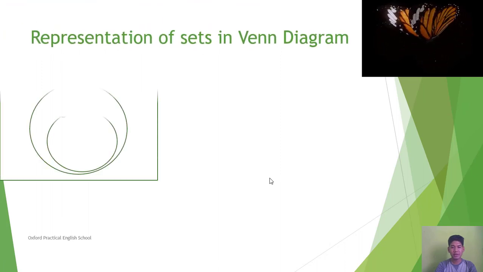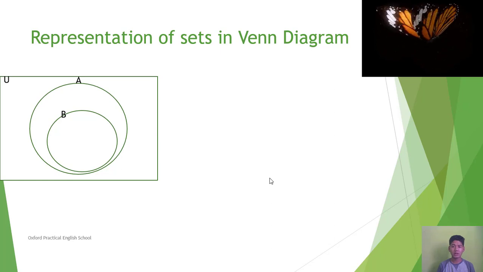Representation of sets in Venn diagram. So if we have a look at this diagram, the rectangular box represents the universal set and the circles represent other sets. Here, set B is inside set A. It means set B is a part of set A. And as we learned earlier, a part can also be called a subset. So, set B is a subset of set A.